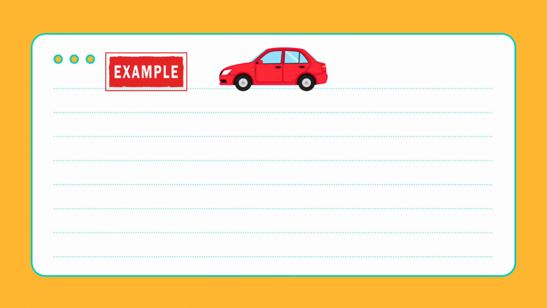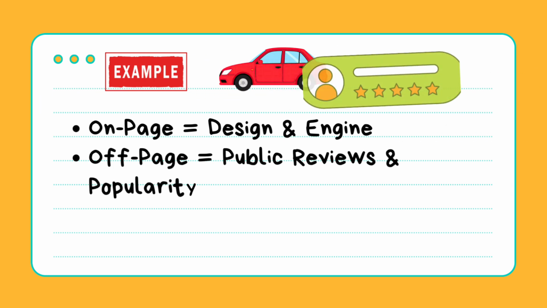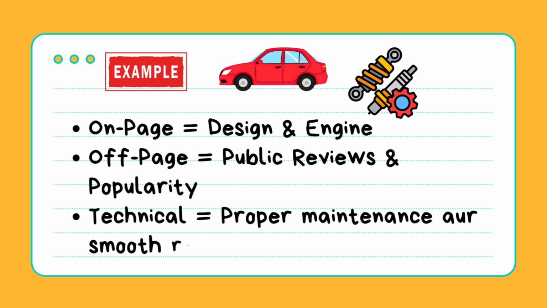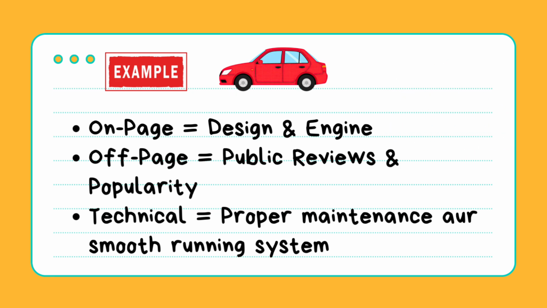Think about it like this. Your website is like a car. On-page equals design and engine. Off-page equals public reviews and popularity. Technical equals maintenance and smooth system. Only when all three work together, the car runs smoothly. In the same way, SEO rankings also depend on the balance of these three pillars.